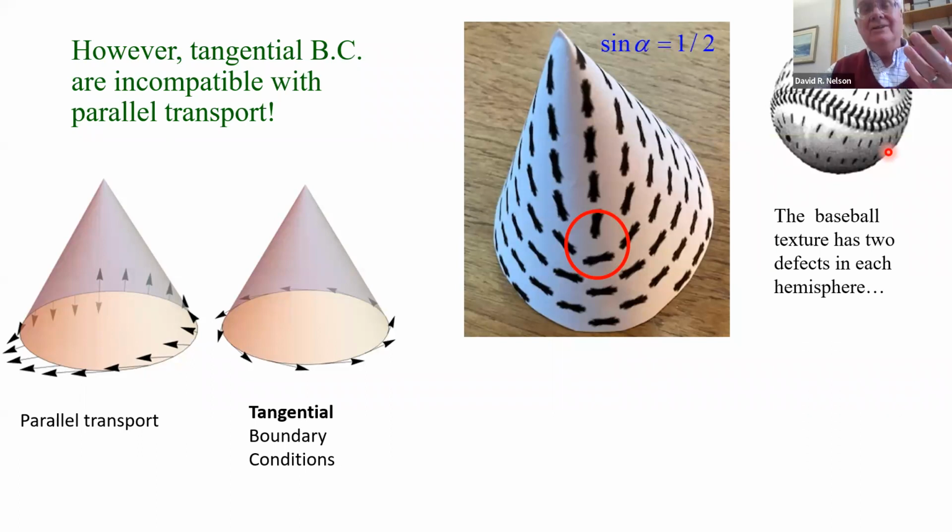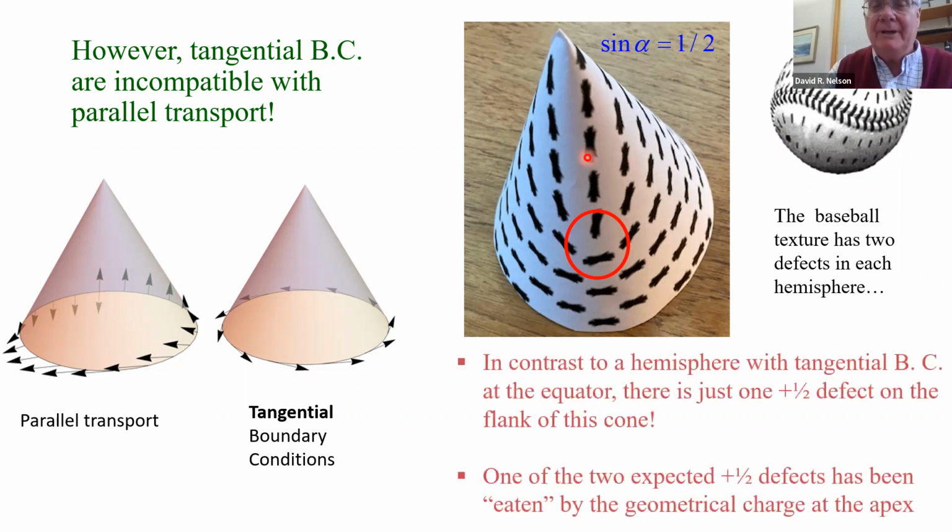It just has all the Gaussian curvature concentrated at the North Pole, like the northern hemisphere of a sphere. But on a sphere there are two, and there's a total of 4, of course, in general. But what has happened is that one and only one of the 2 defects that should be there by topology on the flanks has been eaten by the apex. And so that's, I think, a kind of interesting phenomenon. One of the 2 expected +1/2 defects has been eaten.